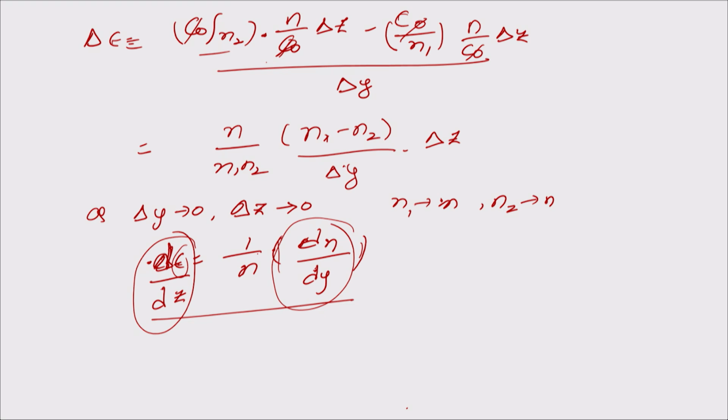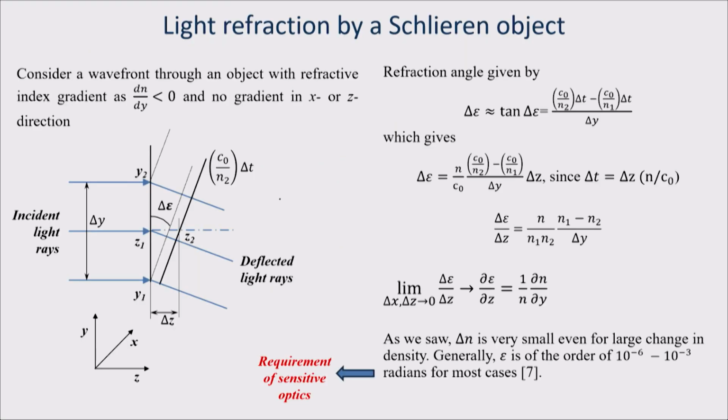It is not going to measure the absolute value of n. With this method we can only get the change in the refractive index with respect to any direction. If it is the x direction, we can put it in the x direction.